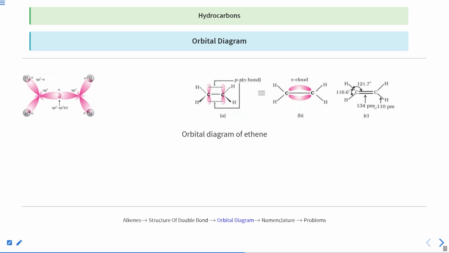Whereas this carbon-hydrogen bond is 110 picometer. Now if I ask you to compare the bond length of carbon-hydrogen, meaning the bond between carbon and hydrogen, in case of alkane and in case of alkene, you will find that in case of alkane, the carbon-hydrogen bond is longer, whereas in case of alkene, the carbon-hydrogen bond is shorter.